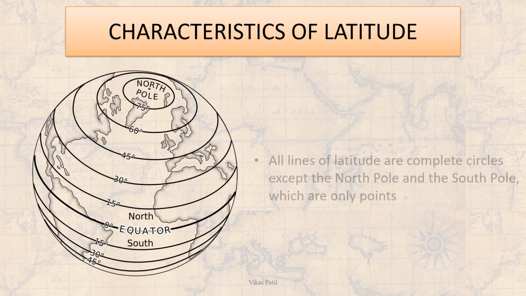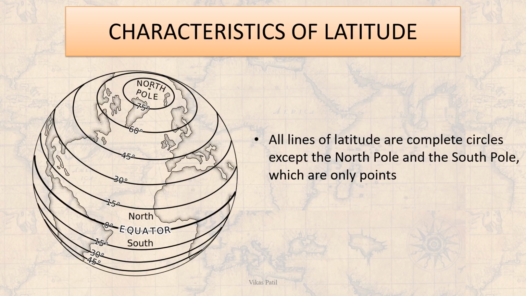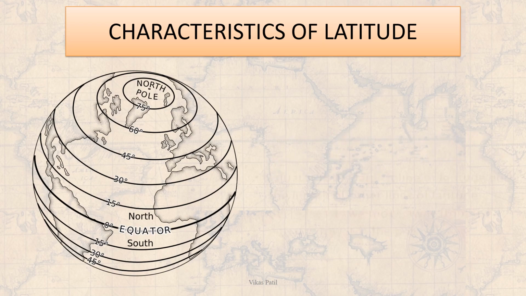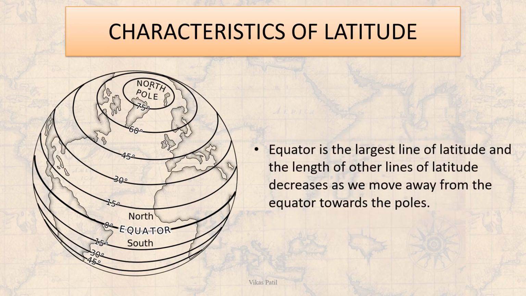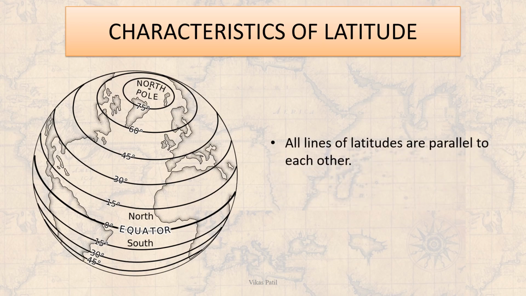Characteristics of latitude. First one, all lines of latitudes are complete circles except North Pole and South Pole, which are just points. Then equator is the largest line of latitude, and the length of other latitudes keeps decreasing as we go towards the poles. So as we go away from the equator, the size of these circles would decrease. All the lines of latitude are parallel to each other. They are parallel to the equator as well, and that is why they are also known as parallels. So lines of latitudes are also known as parallels.